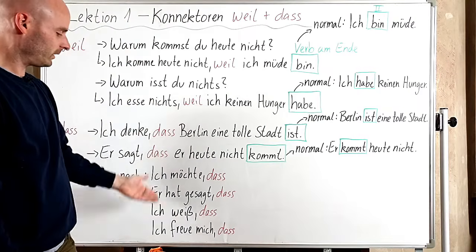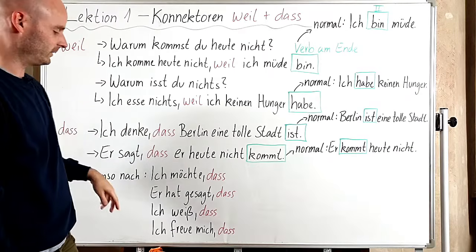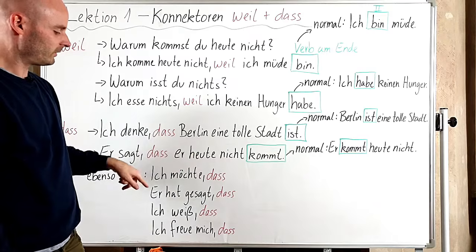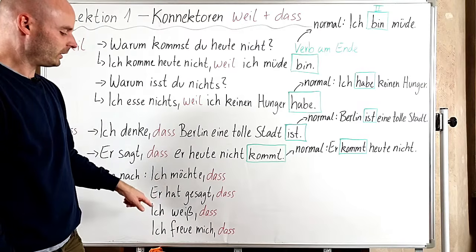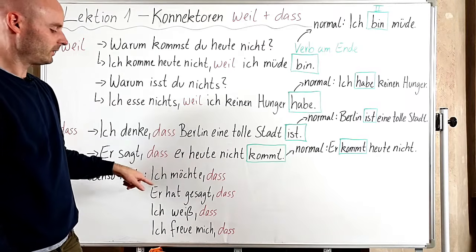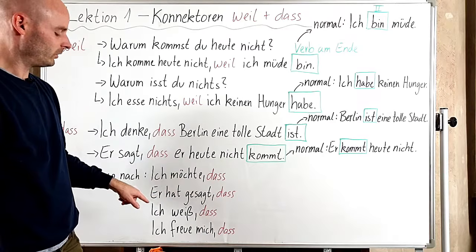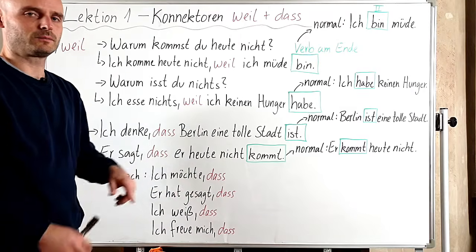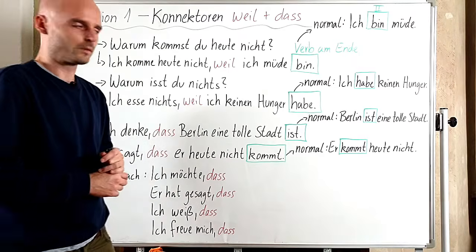And here are some other examples where we use das, which is in English that. Yeah? Ich möchte das, er hat gesagt das, ich weiß das oder ich freue mich das. That's like I want that, he said that, I know that und I'm happy that. Yeah, if you want to, write some examples in the comment section.